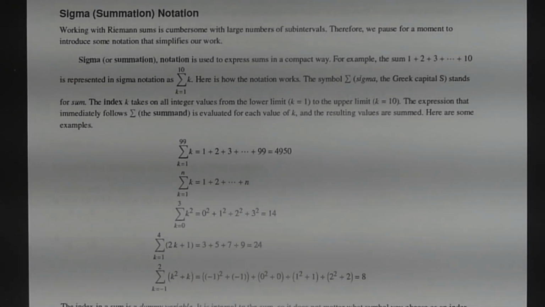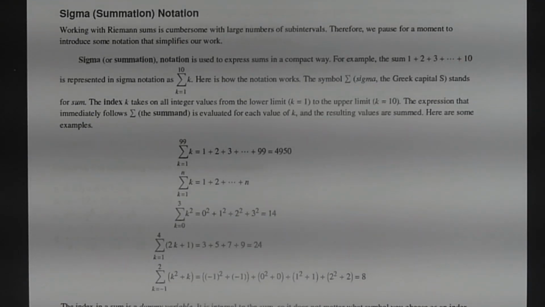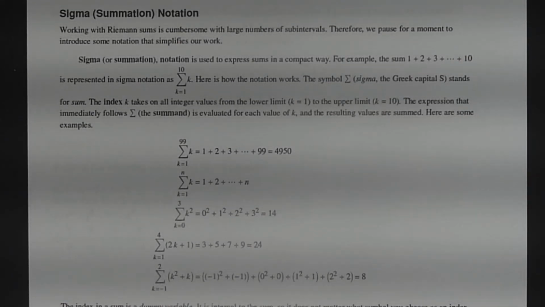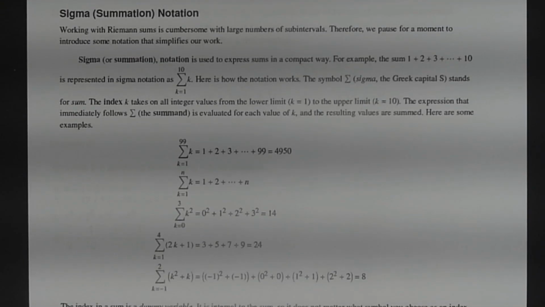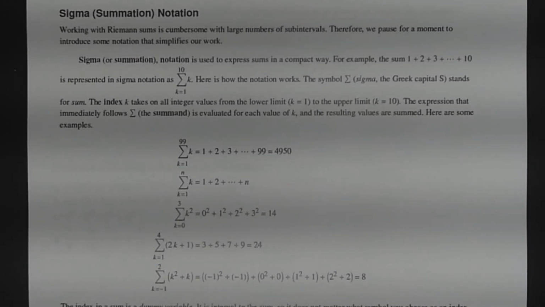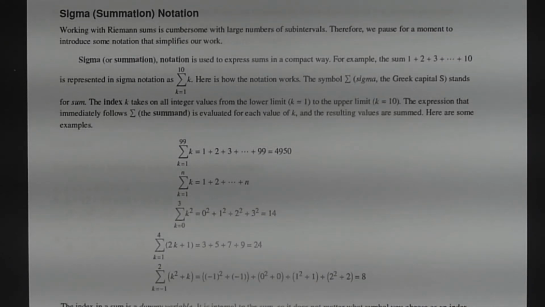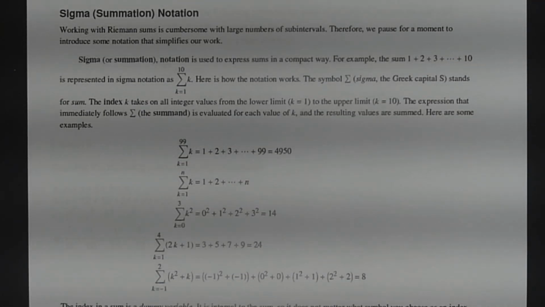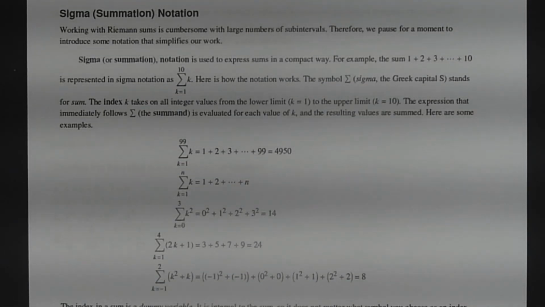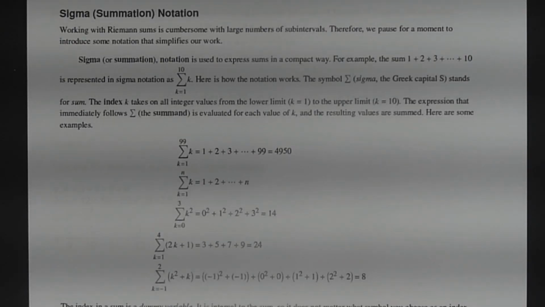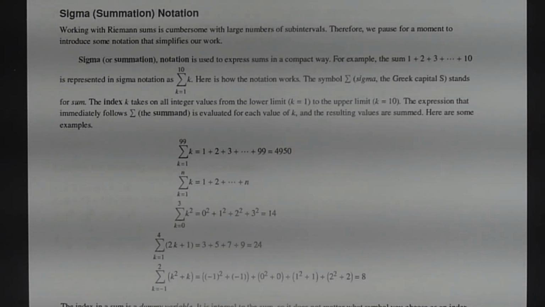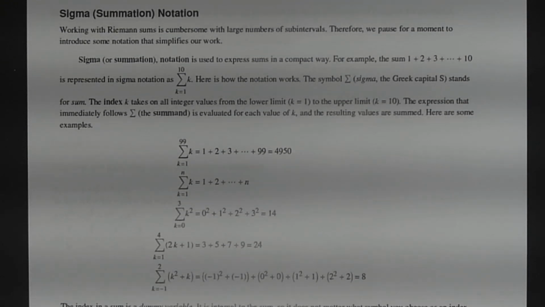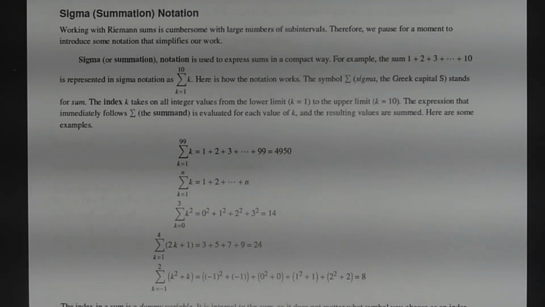All right, in this video, this is a continuation of section 5.1 dealing with approximating areas under curves. In this video, I'm going to talk about sigma notation. That's the first thing we'll talk about. And then we're going to be using sigma notation to help us find Riemann sums that we talked about in the previous video. All right, so sigma or summation notation is what they call it.